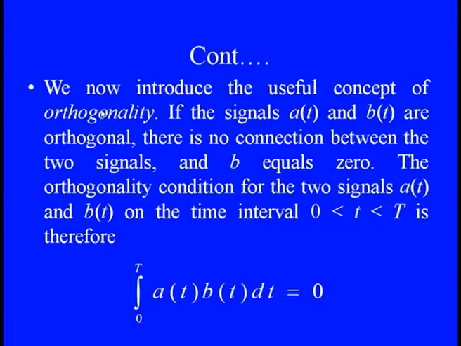So, now this concept simply shows orthogonality. If the signals A of t and B of t are orthogonal, because of the sine and cosine parts of this series, there is no connection between the two signals, and the orthogonality condition for the two signals A of t and B of t over this time period is that the integration from 0 to T of A of t and B of t into dt is equal to 0.